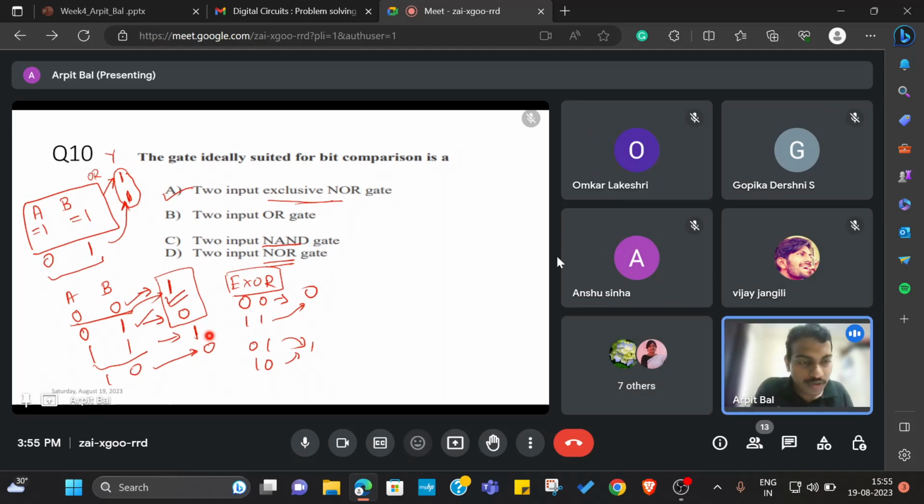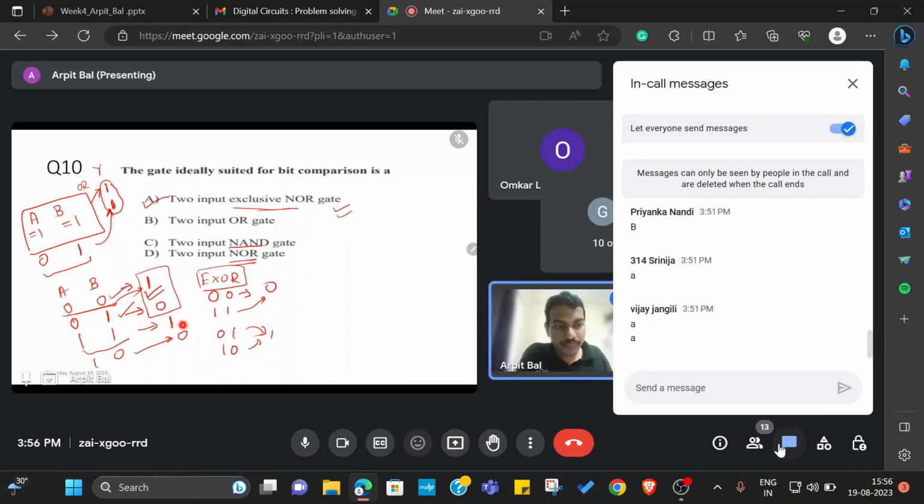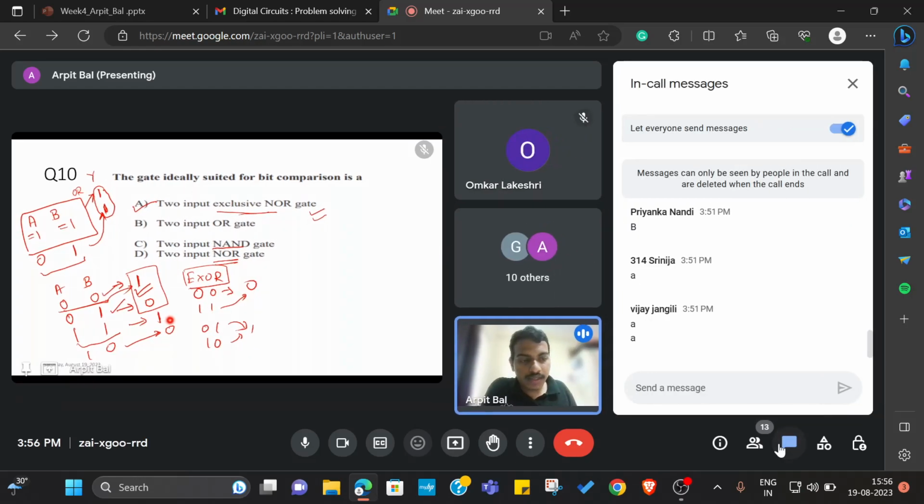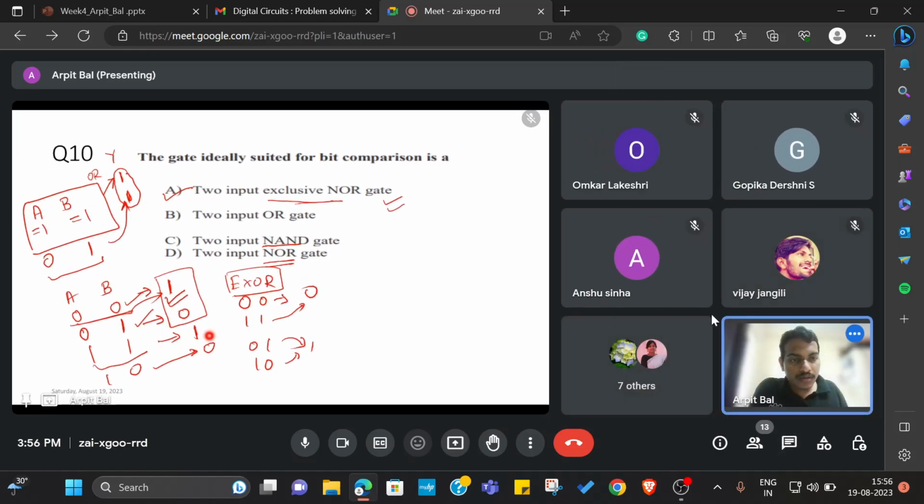So when you try to solve these questions, not only should you try to arrive at the correct answer, but you should be able to reason why this answer is correct and why the other answers are not correct. I hope this part is clear. Is there any doubt in this explanation or in the answer? Does anyone have any doubt here? Okay, if not, then we can proceed with the next question.